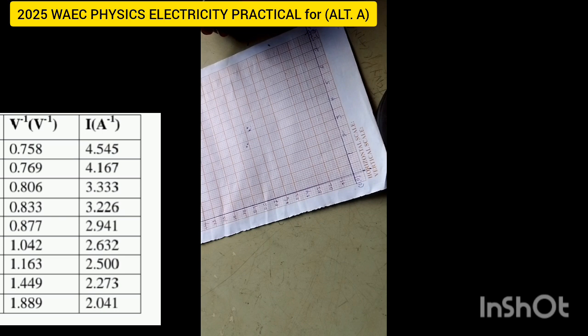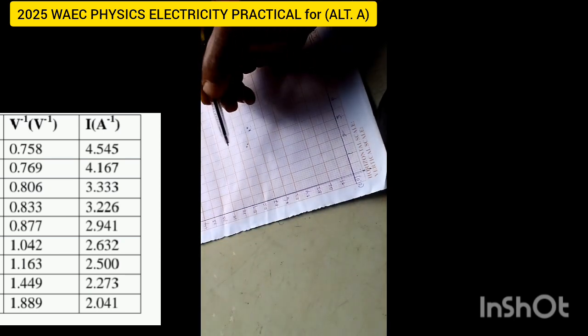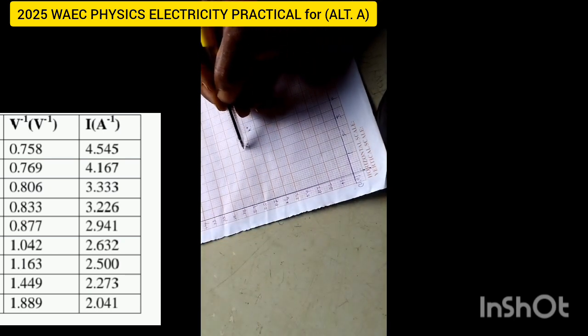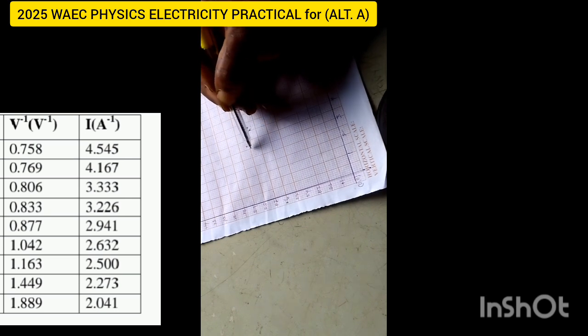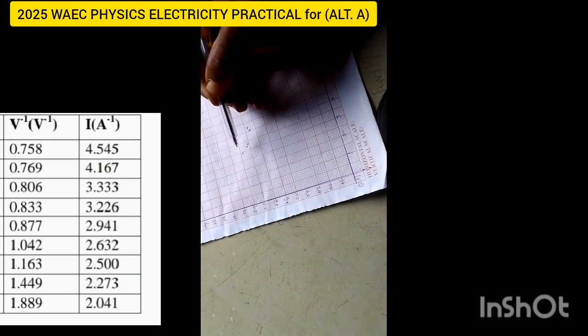Now, the next one is 0.88 now against 2.9. 0.88, that means the fourth line, still on around this. The fourth line against 2.9. This is a 3 here. 2.9 is just one line before that. That means somewhere here, we plot somewhere here.